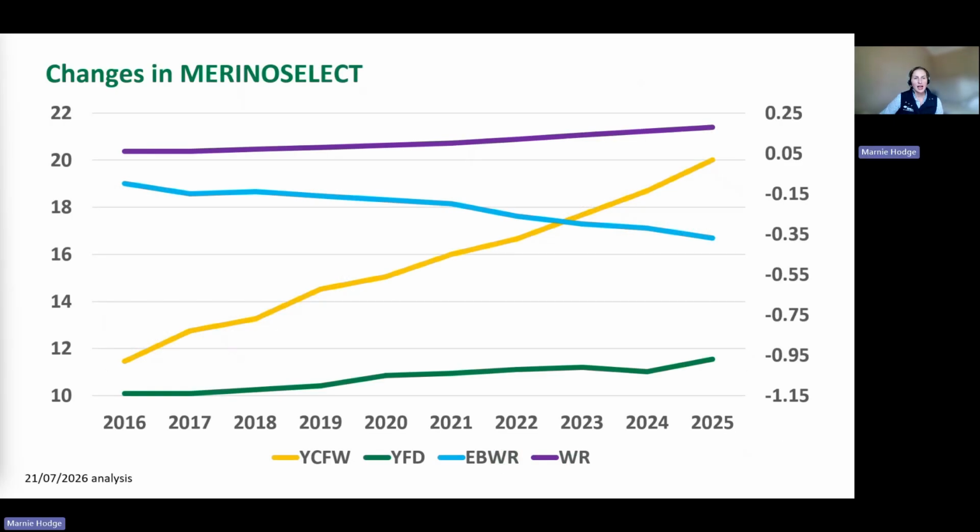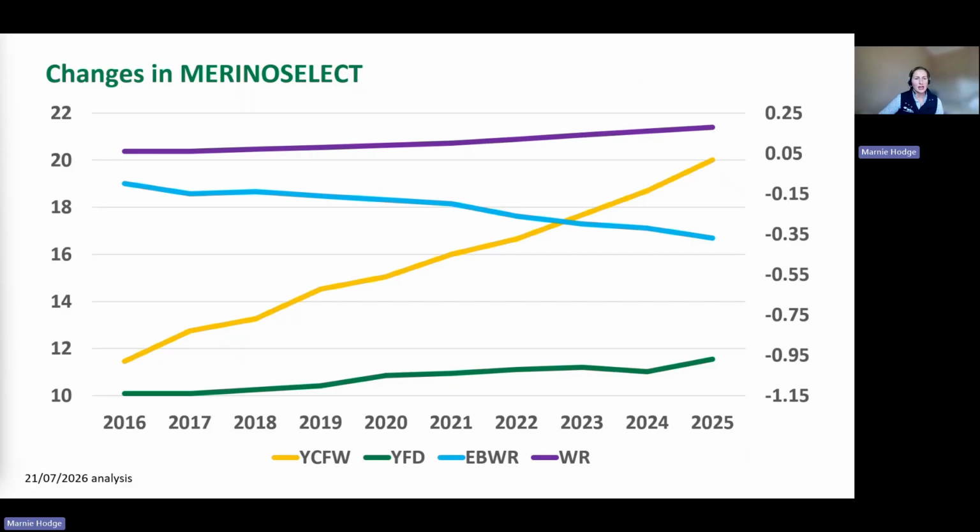If we have a look at how the data in Merino Select has actually changed over time as well, that allows us to quantify these changes rather than just relying on what we can see. And we'll get into this a little bit further. But what we're looking at here, and there's a few traits displayed, is the change in the average genetic merit for a few key traits in the Merino Select analysis.